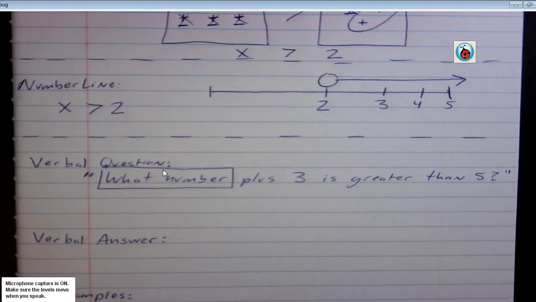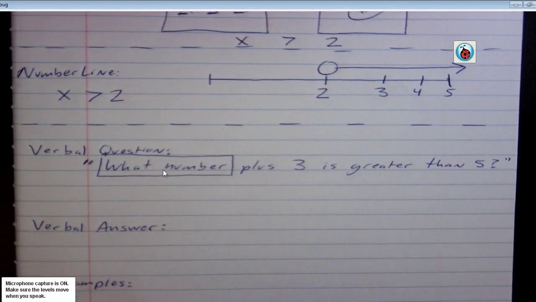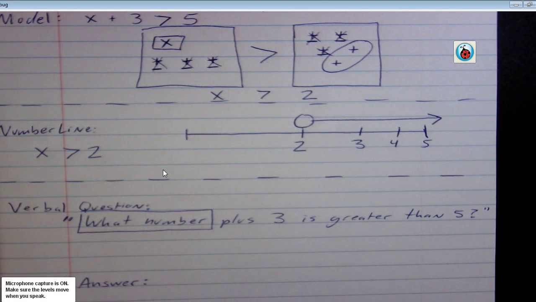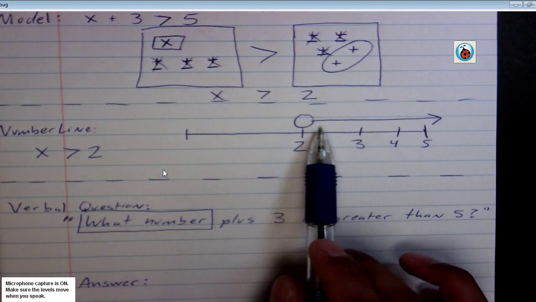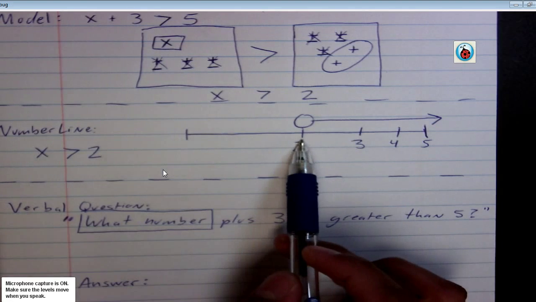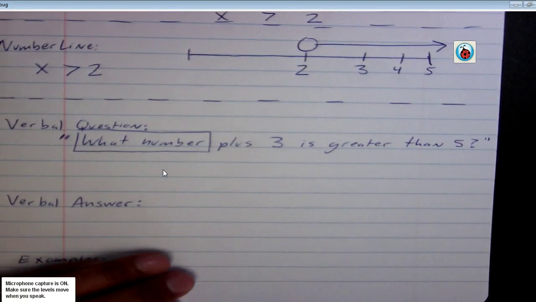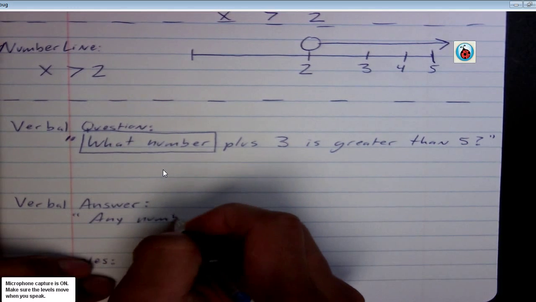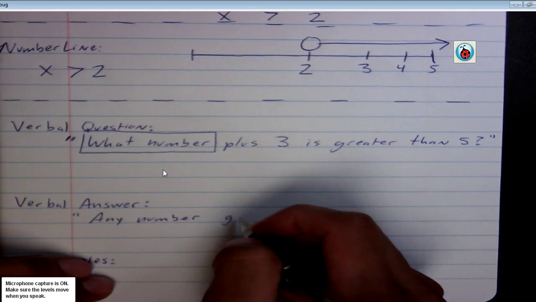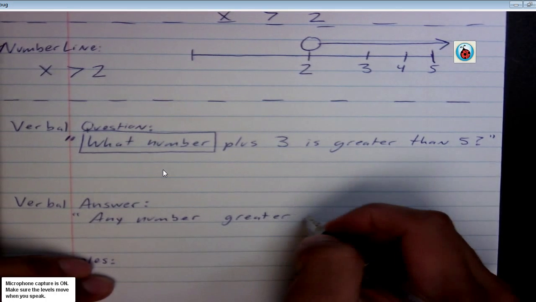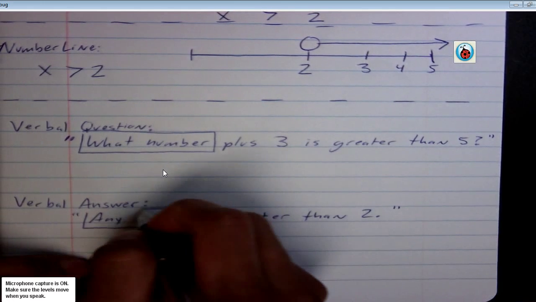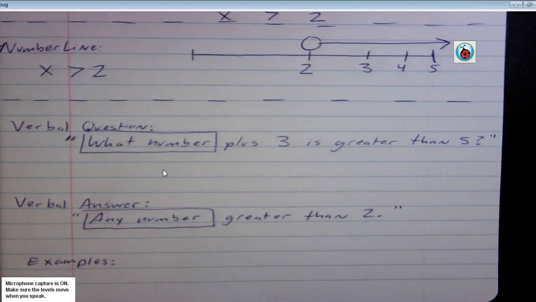And what we just proved is that there are a lot of numbers that would make it true. So what we answered here is which numbers are going to be greater than 5 when they add 3? Any number that is what? Greater than 2. Any number that is greater than 2. So that's my answer. My answer is any number greater than 2. Okay? So my question was what number plus 3 is greater than 5? And my answer is any number greater than 2.